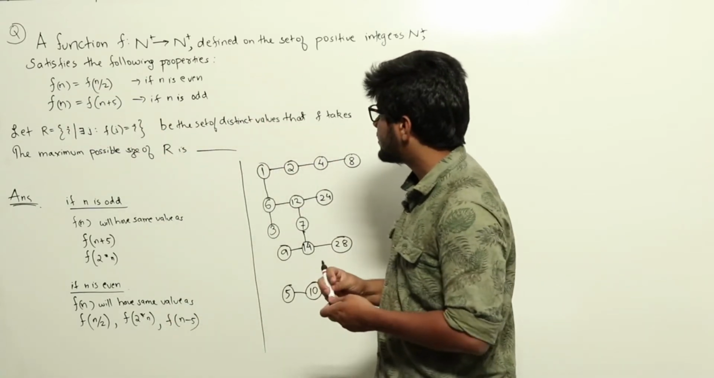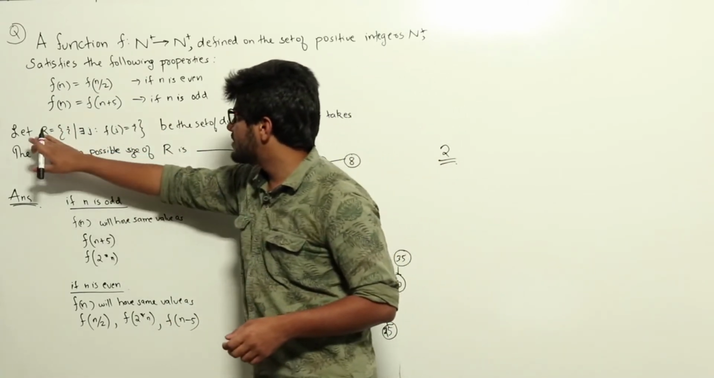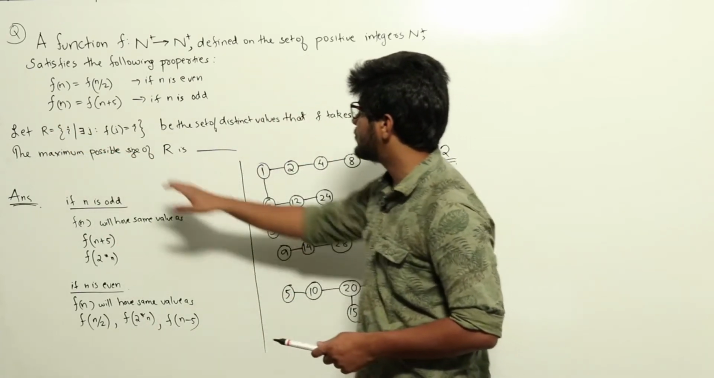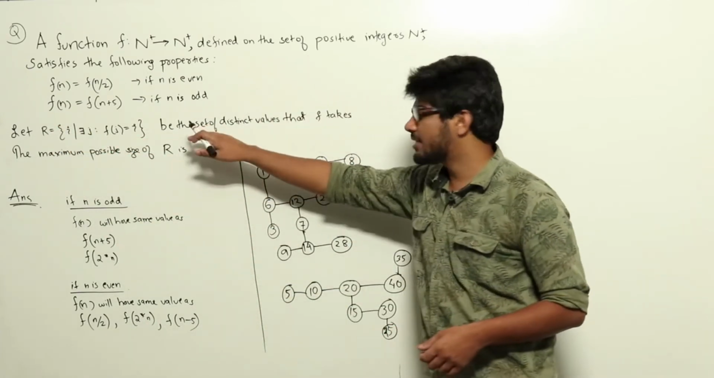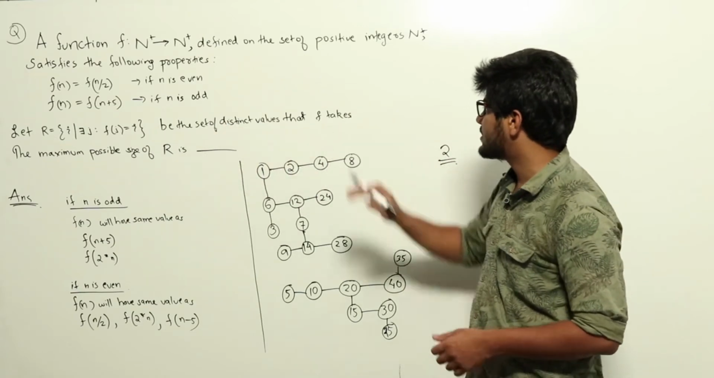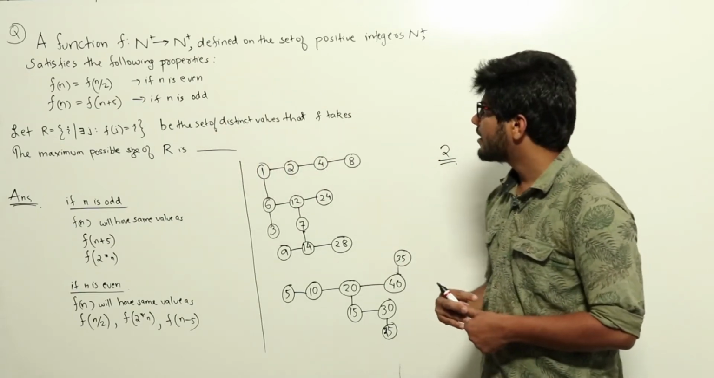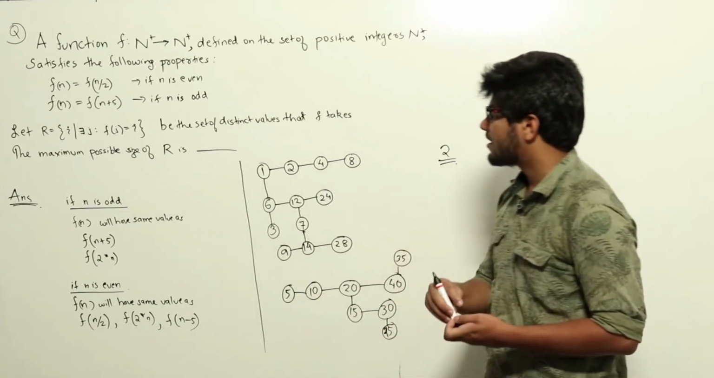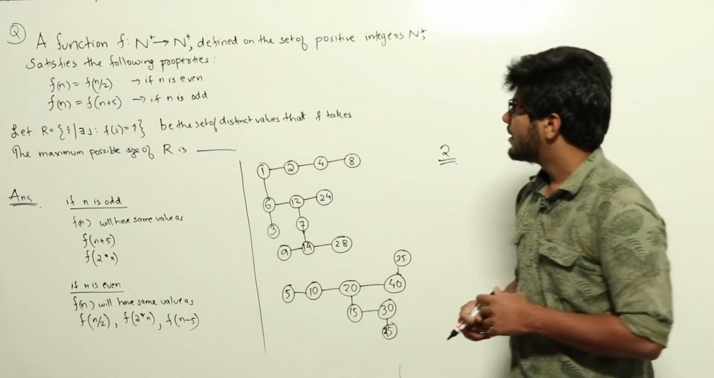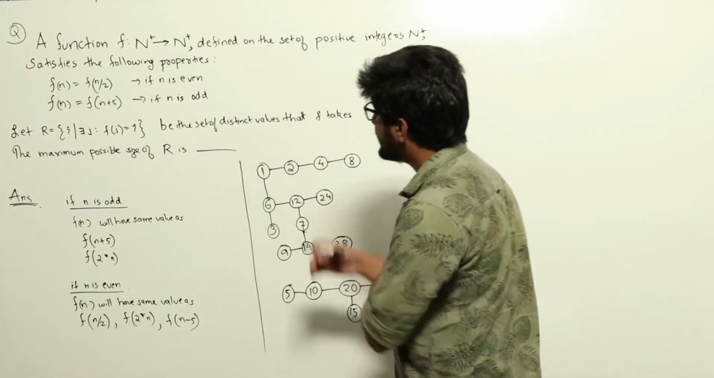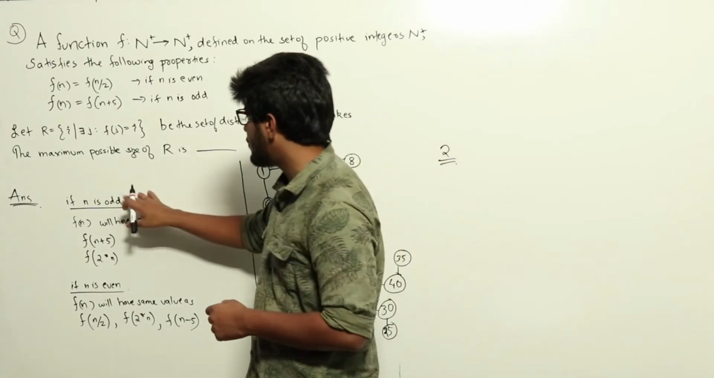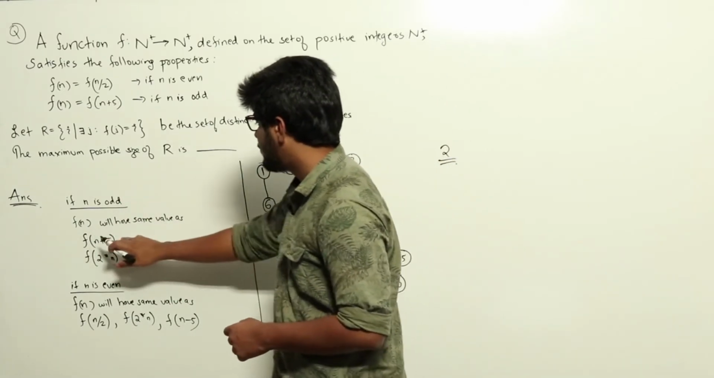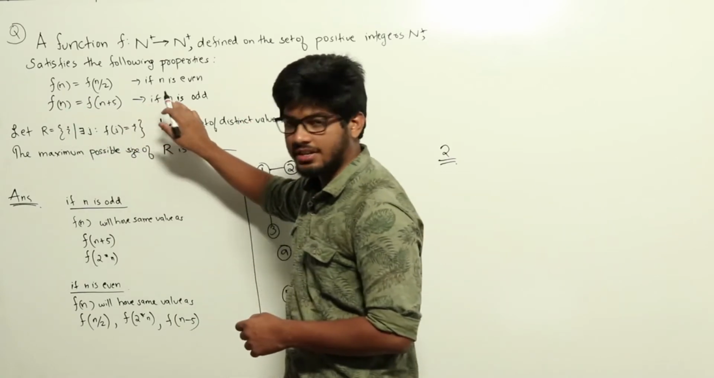Okay, and they have given this set R equal to the set of elements i such that there exists j such that f(j) equals i. So this is nothing but the set of distinct values that the function f can take. So they are asking what is the maximum possible size of set R. Let us rewrite these properties again here. If n is odd, f(n) will have the same value as f(n+5), that is given in the question here.